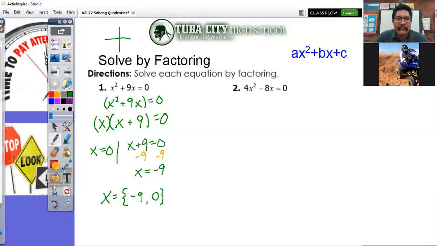If it was a parabola, one would cross at negative 9 and the other would cross at 0. And our parabola would look something like that. Okay, that's not the best drawing ever, but hopefully you get the idea. It would look something like that. But it would cross at negative 9 and 0. All right, so let's go ahead and do this one.